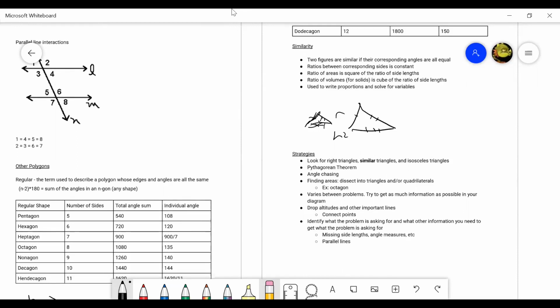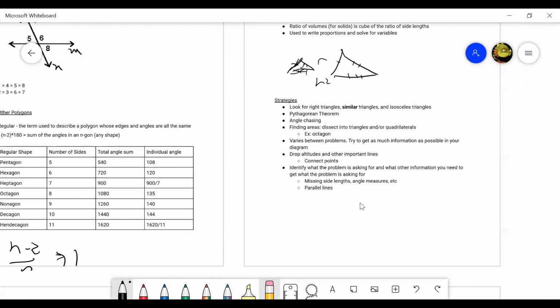And for the same reason, when you have similar solids or three-dimensional shapes, which we'll get to next week, or maybe in a few weeks, I'm not sure, the ratio of their volumes is the cube of the ratio of their side lengths. Again, since three dimensions has you multiply by three different side lengths, that's why it's cubed. The main purpose of similarity is to write proportions and solve for unknown lengths.